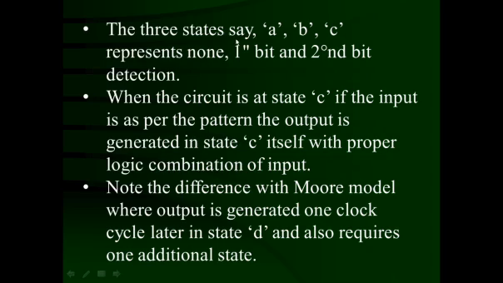The 3 states are designated state A, state B and state C. They represent none, first bit and second bit detected. When the circuit is in the state C, if the input is as per the pattern, the output is generated in the state C itself with proper logic combination of the input. Note the difference with the Moore model, where output is generated 1 clock cycle later in the state D, and also requires one additional state.